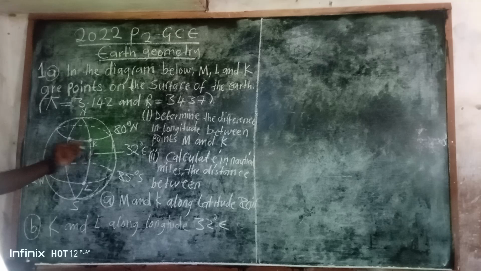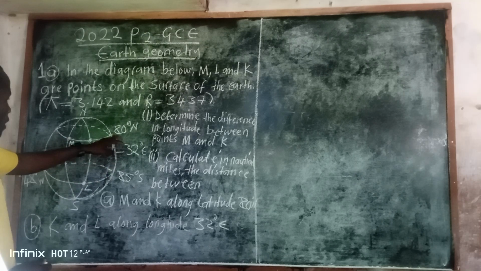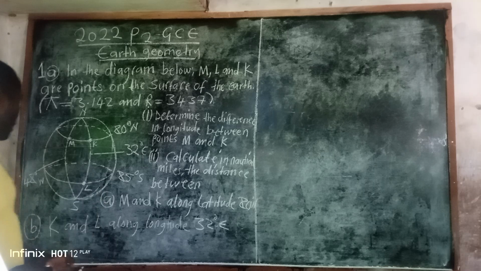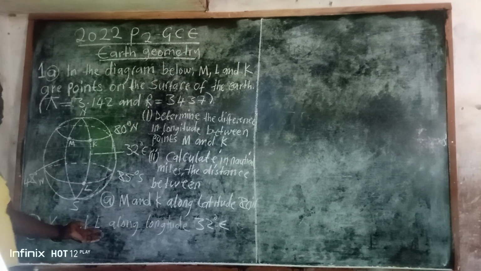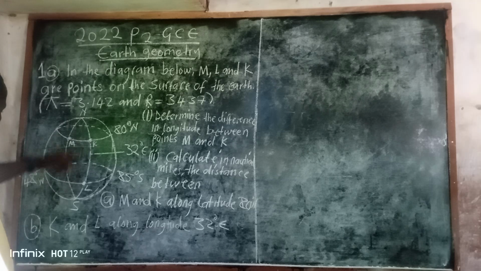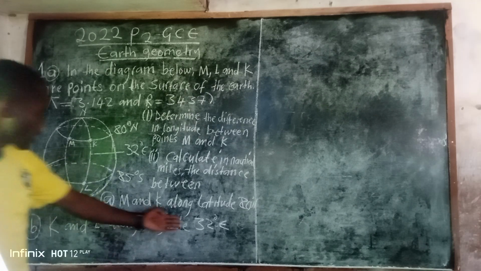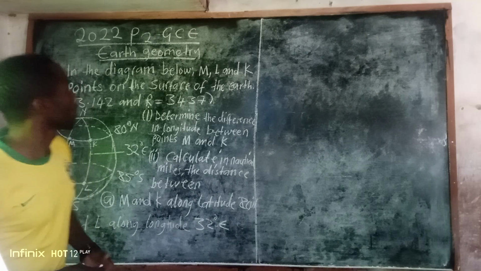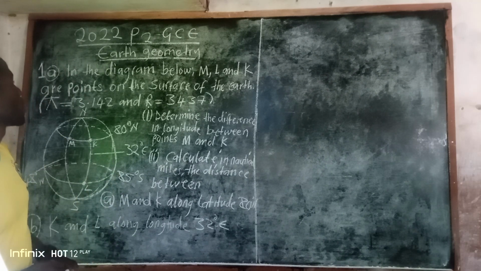So M and K, this distance is along this latitude, which is 80 degrees north, latitude D, they have even indicated. So K and L is the distance between 2 points along the longitude 32 degrees east. So now let us see how we can calculate this examination question, which was brought in the 2022 GCE paper 2.